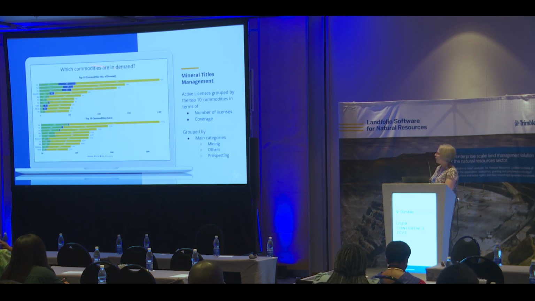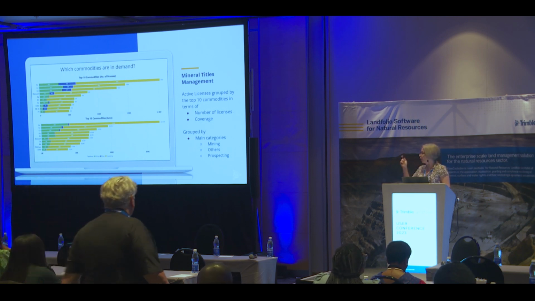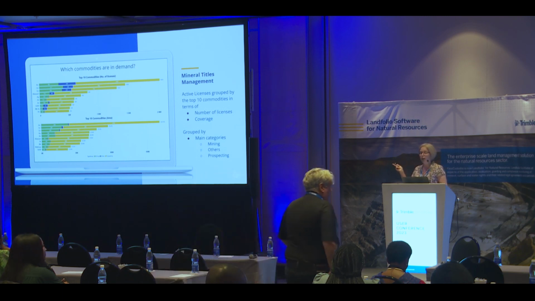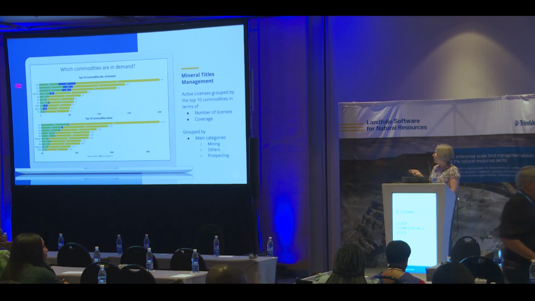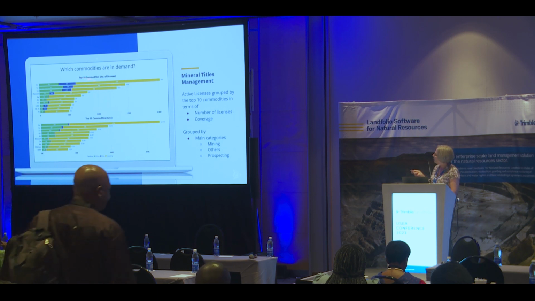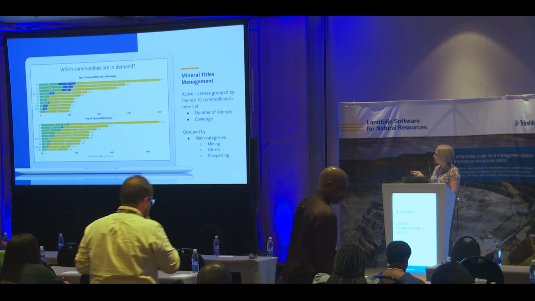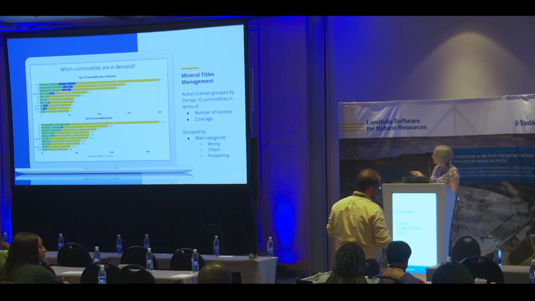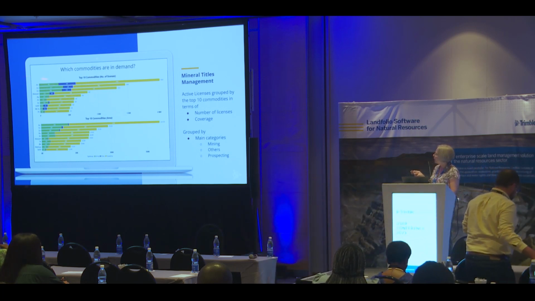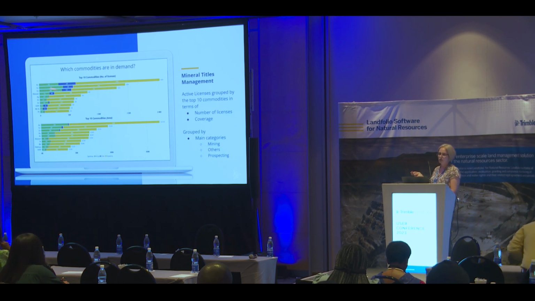We can look at which commodities are in demand. And by the way, before I continue, all of these graphs come straight from a Landfolio database. The data in the background of all these graphs is the Landfolio, same as what you have. In this instance, I pulled the top 10 commodities for active licenses. And these 3 different colors are, I think, one for prospecting, one for mining, and one for others. So I'm just looking at it at that level.